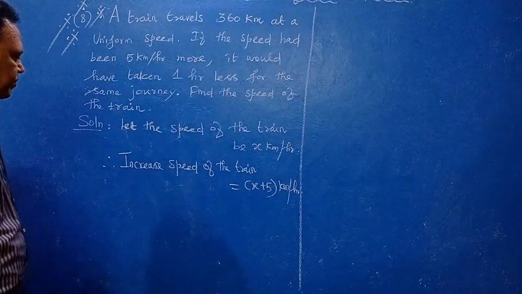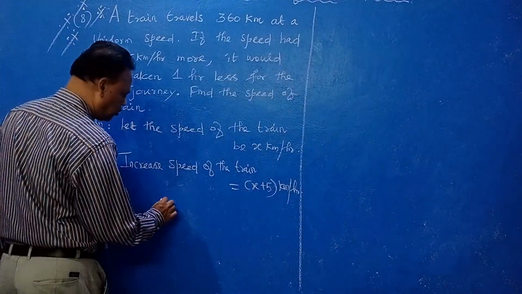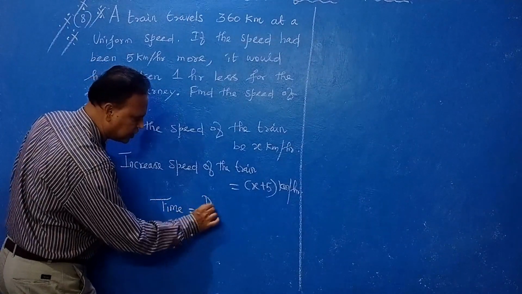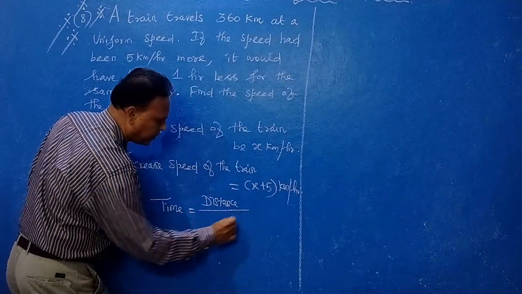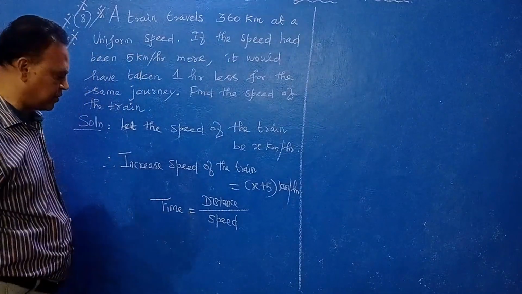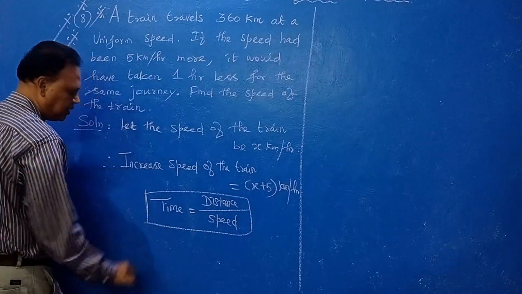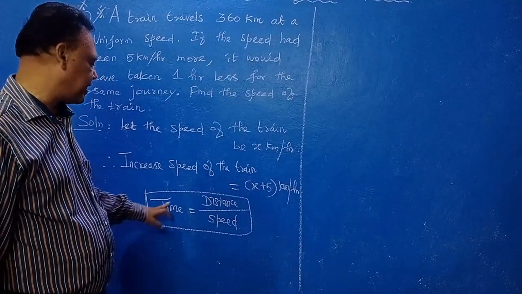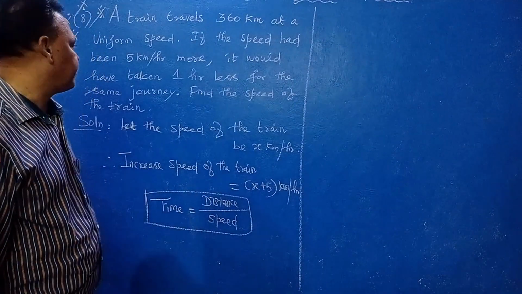X plus 5 kilometer per hour, the increased speed of the train. Now you know, time is equal to what? Time is equal to distance by speed. This is a very important formula. You have to use it, because distance is equal to speed into time. From this you get time equal to distance by speed.